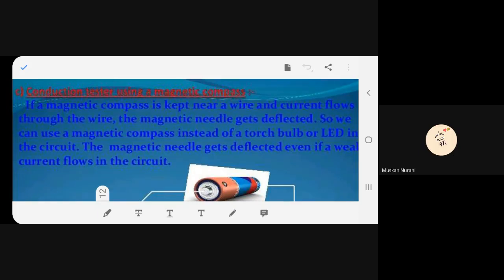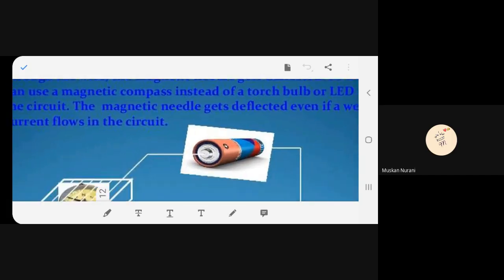So instead of a torch bulb or maybe an LED, what can we use? A magnetic compass in the circuit. It shows that if there is a flow of the weakest of the current, the magnet can detect it and make out that the electricity is flowing. And the needle will start fluctuating. The needle will show the movement, it will show the deflection.